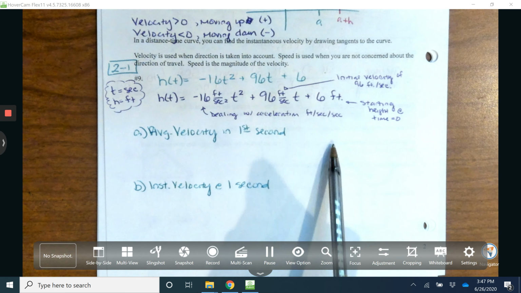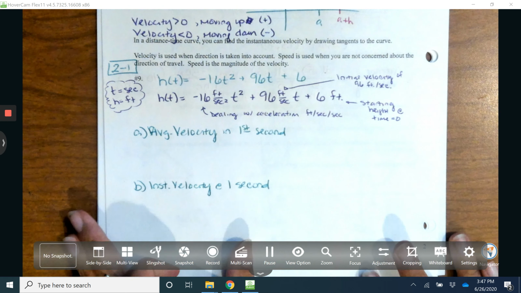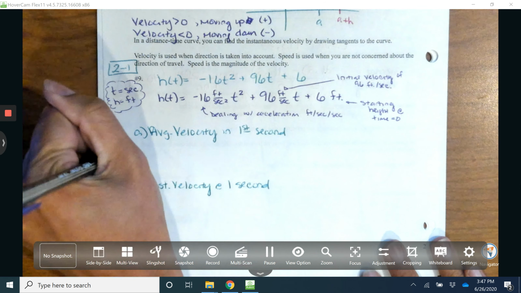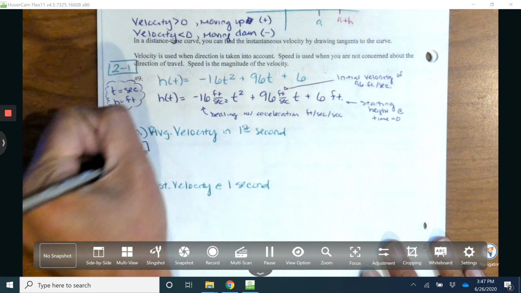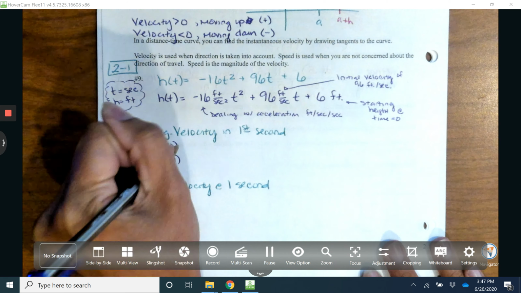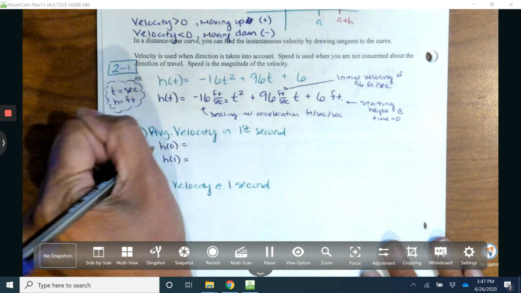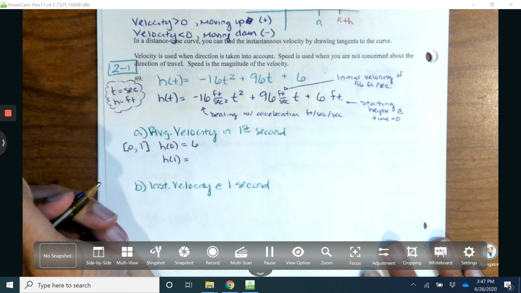So the first question asks for the average velocity in the first second. So we want to start with 0 going up to a time of 1. So I need to figure out what h of 0 is and h of 1 from this equation. And you could use your calculator. Plug in 0, that one should be easy. You get a 6. Plug in 1 and you get an 86.